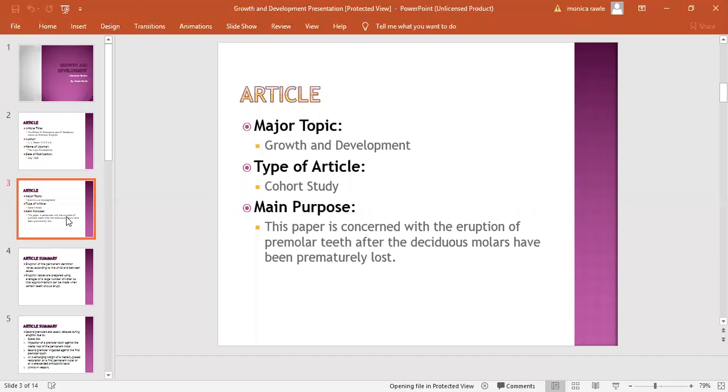The type of article is a cohort study, and the main purpose of the article is to study the eruption of premolar teeth after the deciduous molars have been prematurely lost.